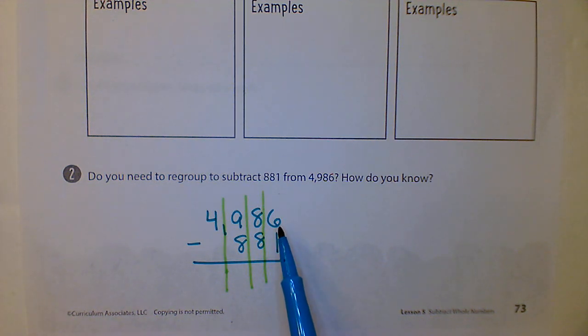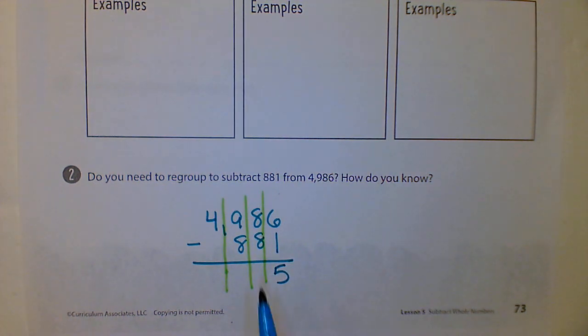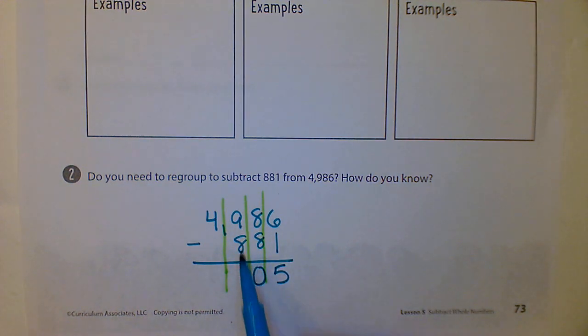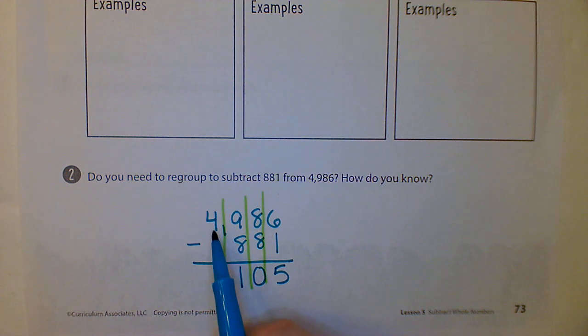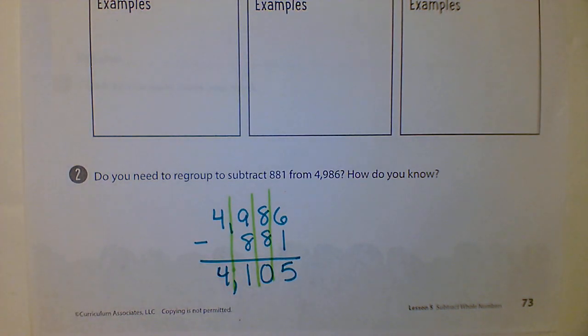So if I take a look, I can do 6 minus 1. 6 minus 1 is just 5. No regrouping so far. 8 minus 8 is 0, so I didn't have to regroup. 9 minus 8 is 1, and 4 minus nothing is 4. So no, I did not have to regroup.